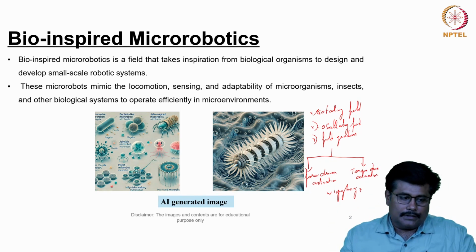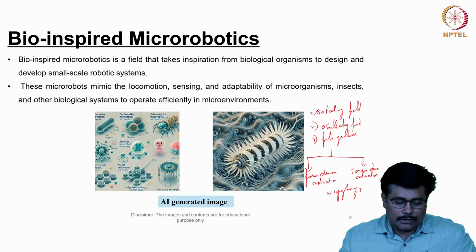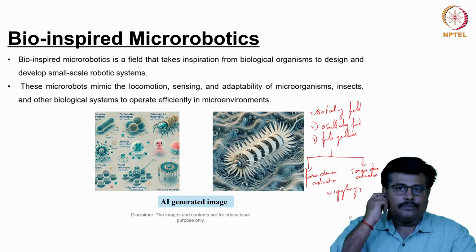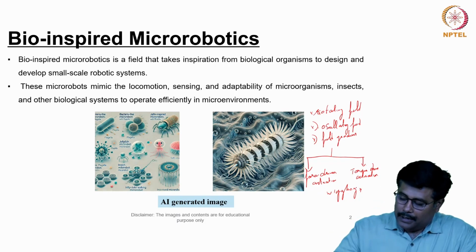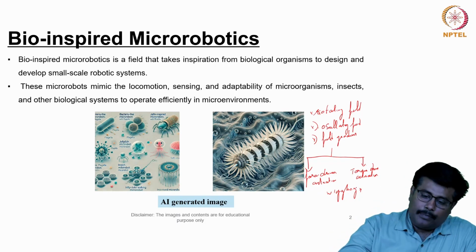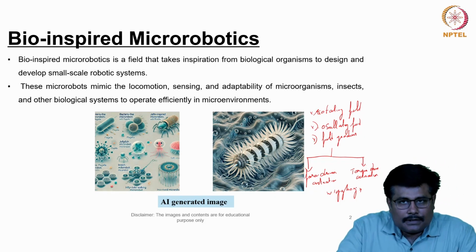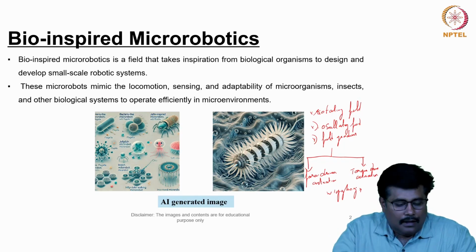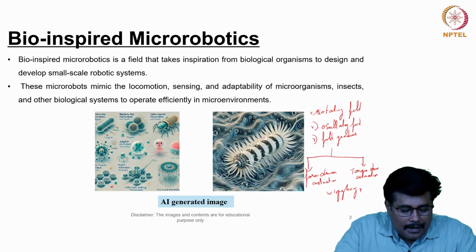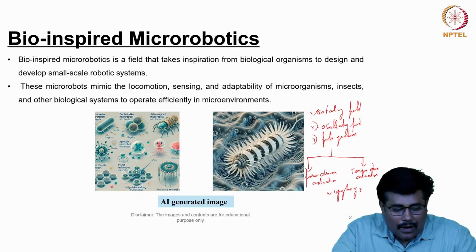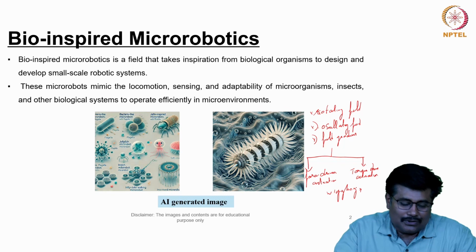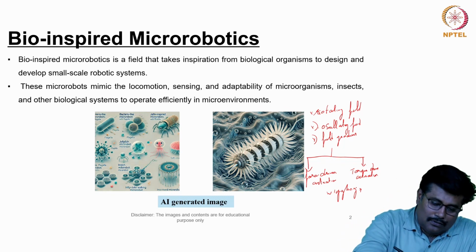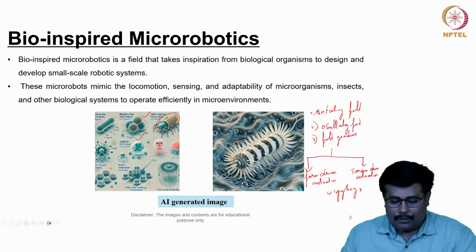As discussed earlier, these micro robots mimic the locomotion, and it also helps in sensing and adaptability of microorganisms, insects and other biological systems to operate efficiently in a micro environment. These are some AI generated micro robots, basically to give you a fascination about the locomotion. Here, if you closely observe, we have a jellyfish based micro robot, a bacteria based micro robot, jelly inspired micro robots, flagella based micro robots, etc.